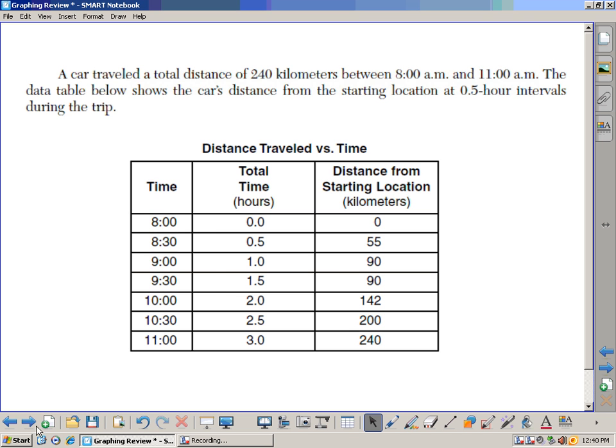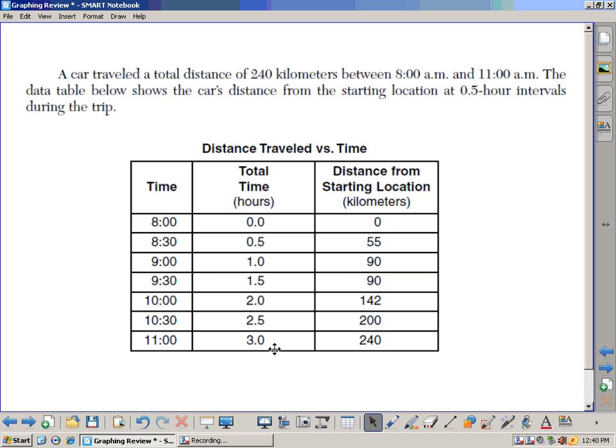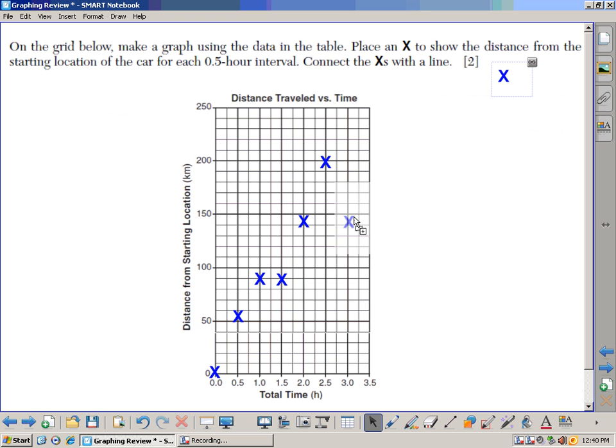2.5 hours into the trip, we were at 200 kilometers. So 2.5 hours is going to go up here to 200. That's already marked on the y-axis, so that's very easy to find. And at 3 hours, we're at 240 kilometers. So at 3 hours, we're going to go up here to 10, 20, 30, 40.